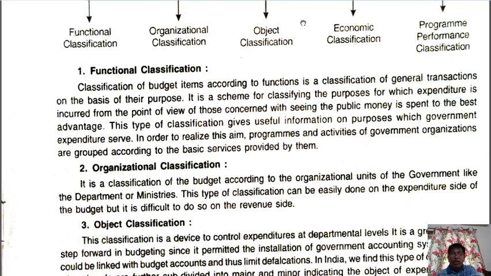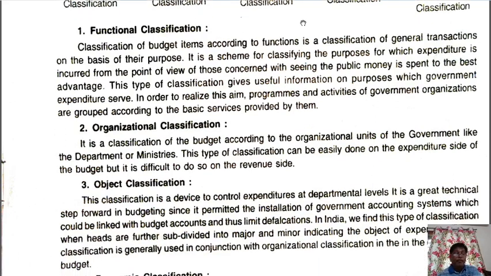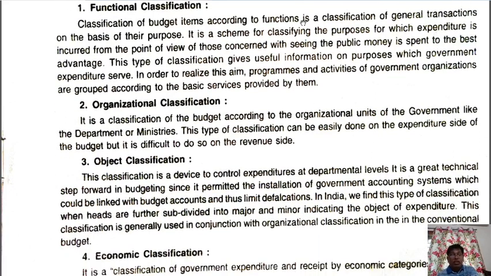It is a classification of the budget according to the organizational unit of the government, like the department or the ministries. This type of classification can be easily done on the expenditure side of the budget, but it is difficult to do so on the revenue side. The object classification. This classification is a device to control expenditure at the departmental level.